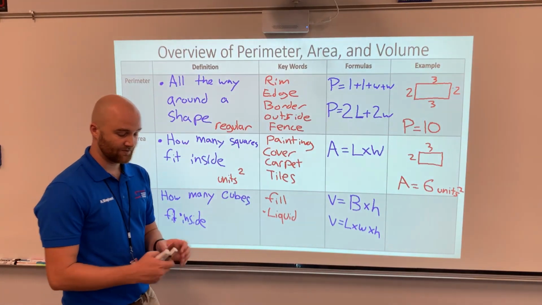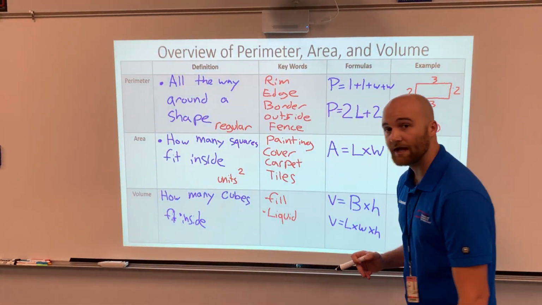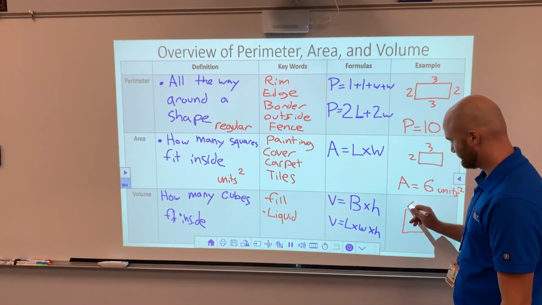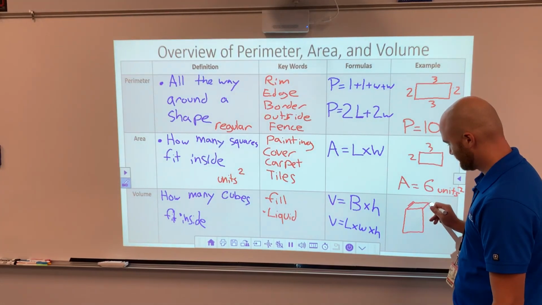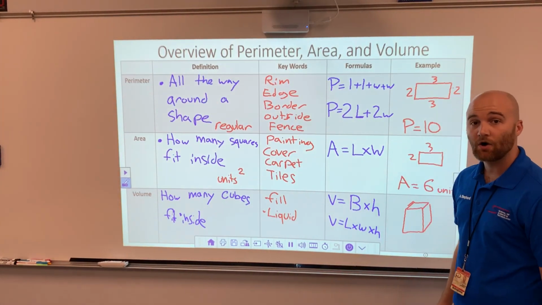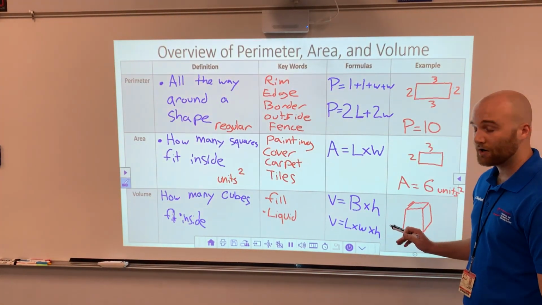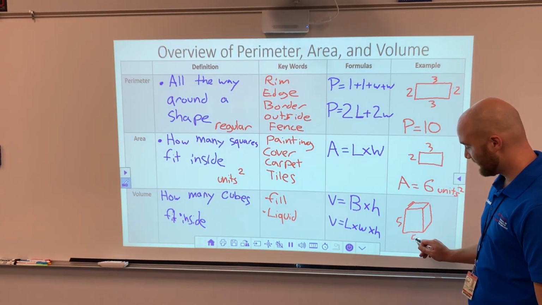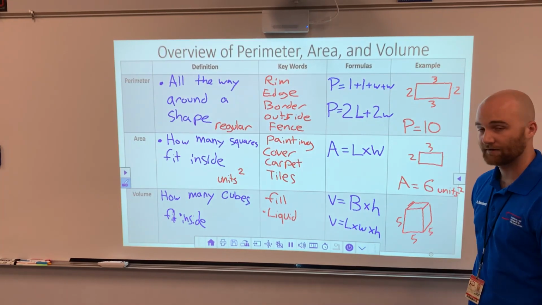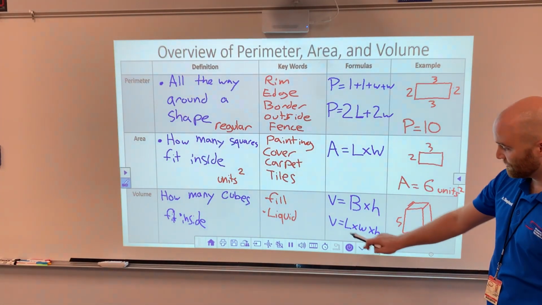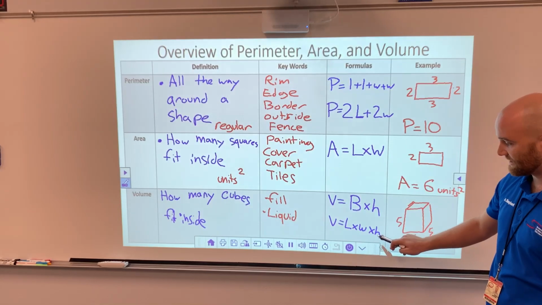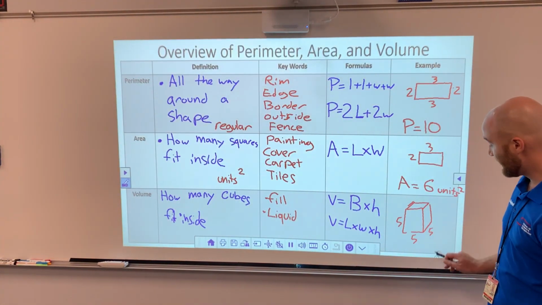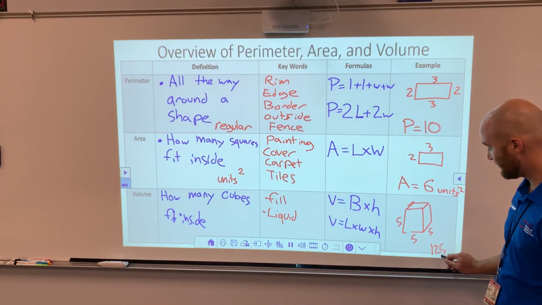Let's look at an example. So for an example, I'm going to draw a cube. And let's say that all the sides on this cube are 5. 5 tall, and 5 wide, and 5 long. To find my volume, I would do the length times the width times the height. So 5 times 5 times 5. 5 times 5 times 5 gives us 125.